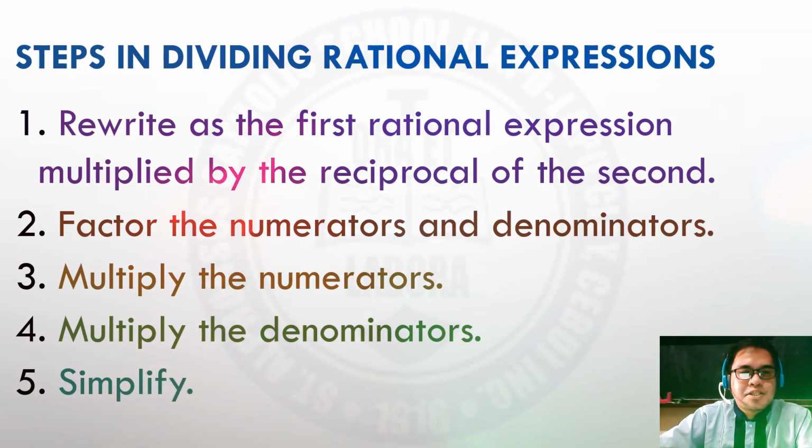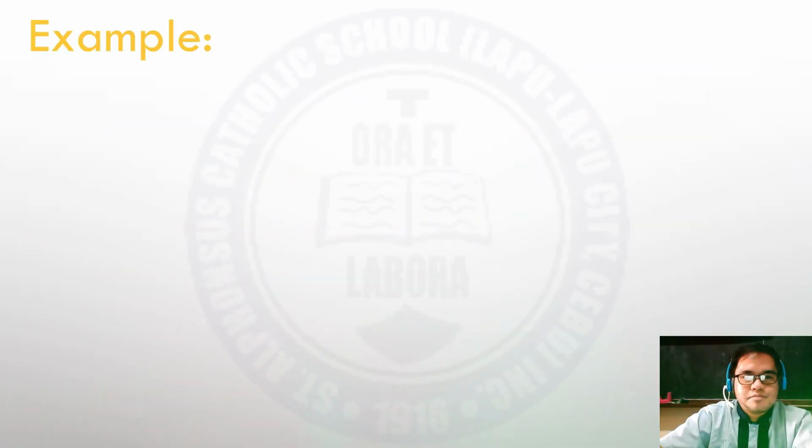So this time, let's proceed to dividing rational expressions. And here are the steps in dividing them. First, rewrite as the first rational expression multiplied by the reciprocal of the second. After which, proceed to the steps in multiplying rational expressions, which are: factor the numerators and denominators, multiply the numerators, multiply the denominators, and simplify, as you will get the simplest form.